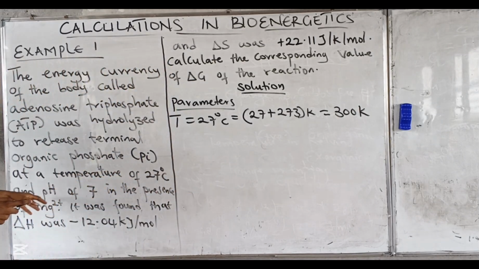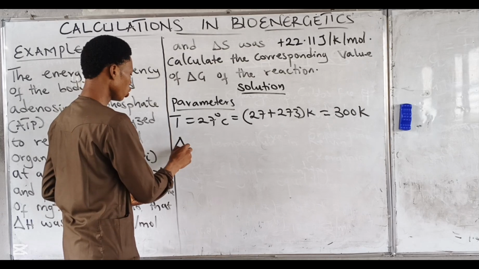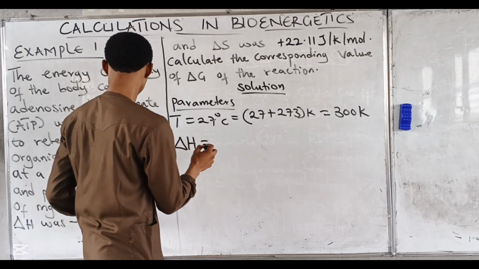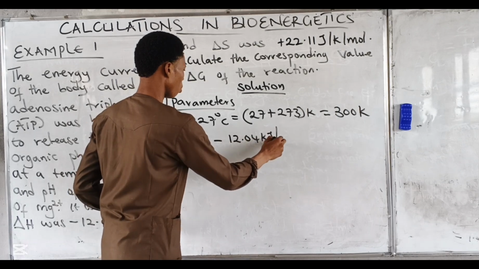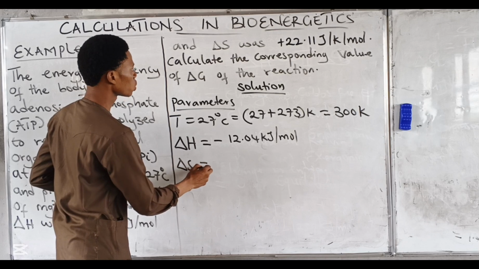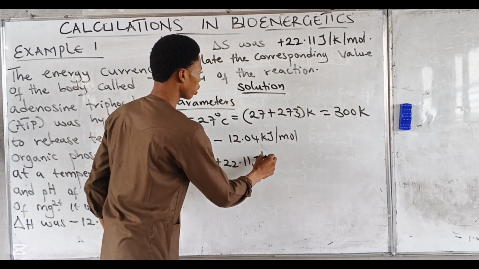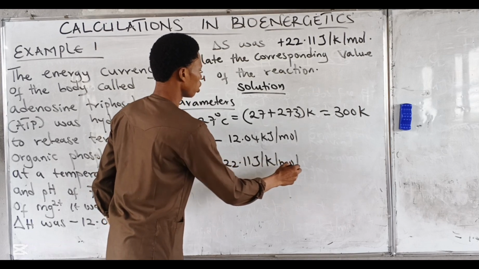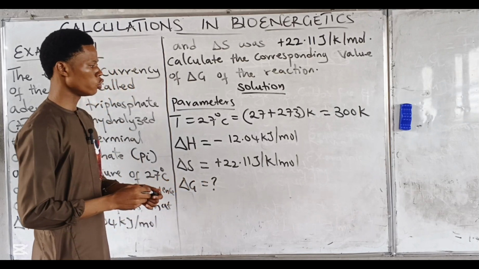Now, the next thing, we're given pH, but in this question we don't even need pH to solve. In the presence of magnesium ion, it was found that delta H, we're given as minus 12.04 kilojoules per mole. We're also given delta S as plus 22.11 joules per Kelvin per mole. And we're asked to calculate delta G.